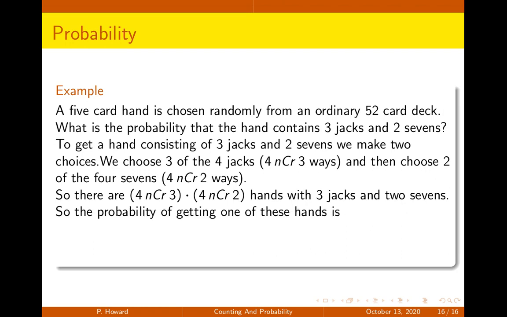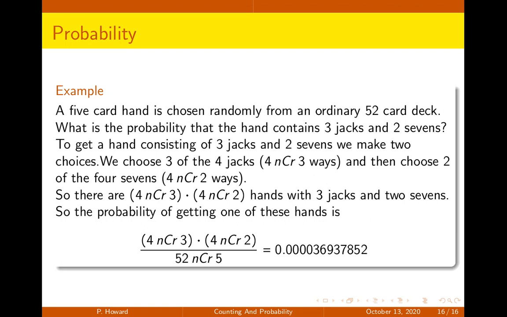So the probability of getting one of these hands is the number of hands of that type, which we just calculated, divided by the total number of 5-card hands. And when you do the division, you get a fairly small number, 0.000036937852.